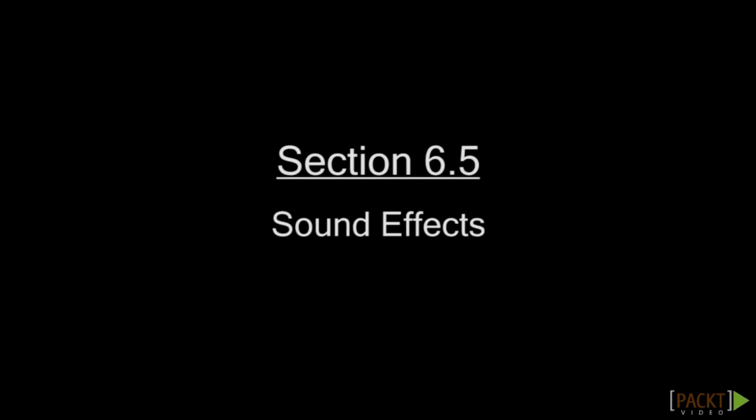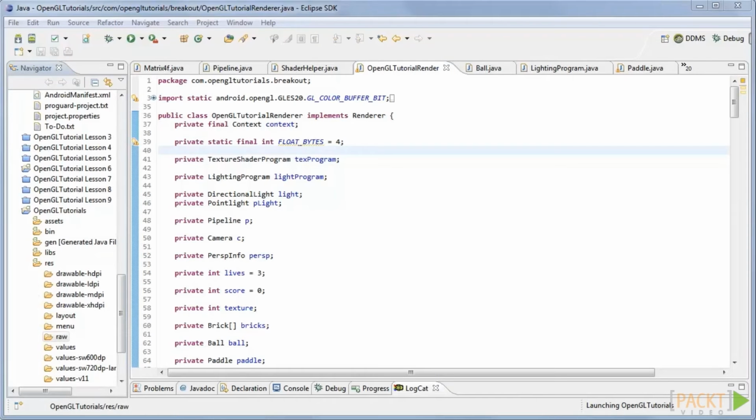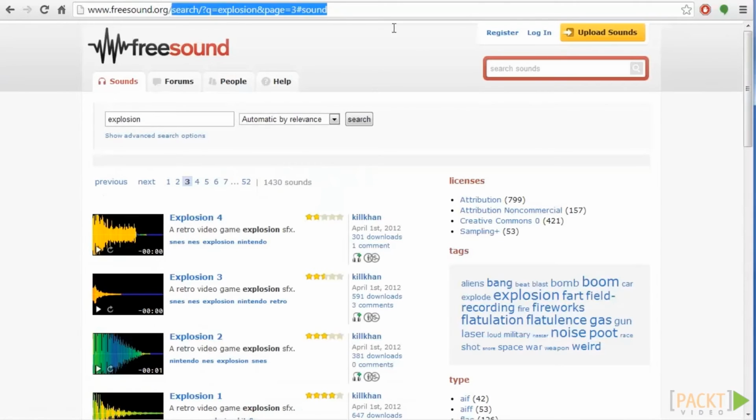Hello everyone, this video is entitled Sound Effects, and in this video we will be adding the sound effects and music into our game. Before we can start the sounds, we need to place the sounds into the project. Add a new folder in the res folder called raw and place your sounds in there. We will have sound effects for the explosion as well as a bounce sound for the ball. A good place to get sounds is from this website freesound.org.